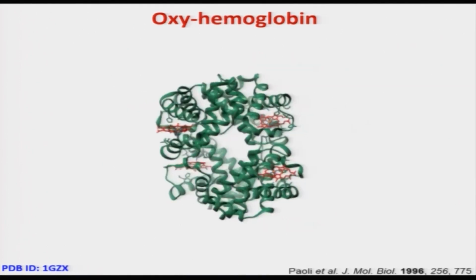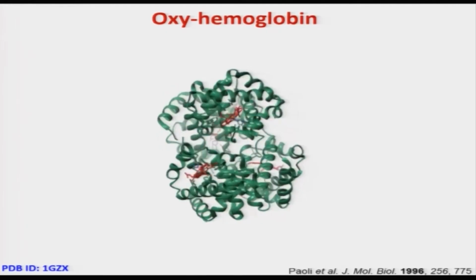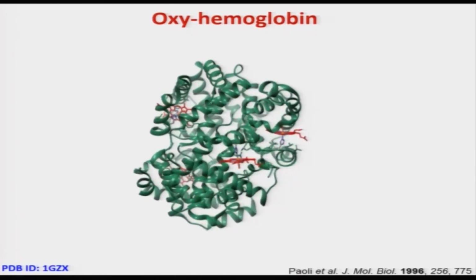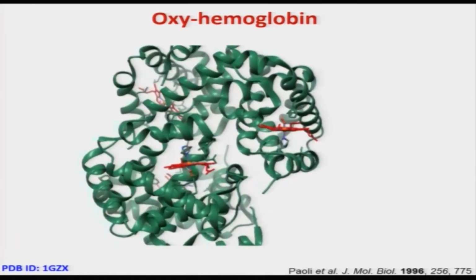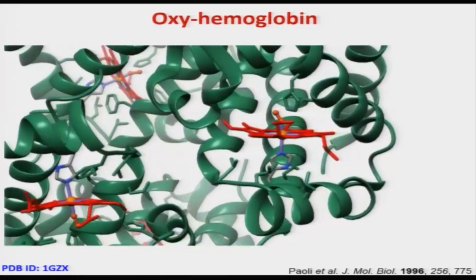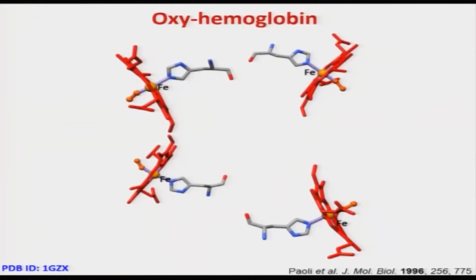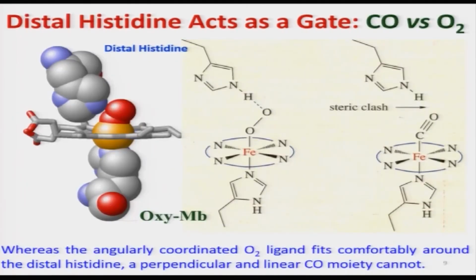In oxyhemoglobin, you can also see that there are 4 heme centers and huge protein chains which are covering and also separating these iron centers. Once you remove these protein chains, you see these 4 heme centers, all 4 coordinated to dioxygen, and the dioxygen is in an angular fashion. I also discussed how the distal histidine acts as a gate and discriminates oxygen from carbon monoxide.